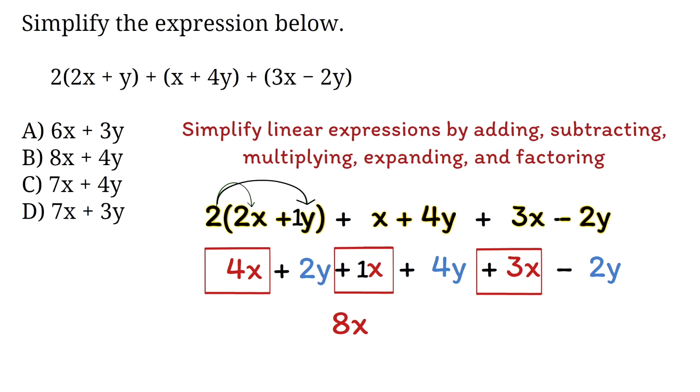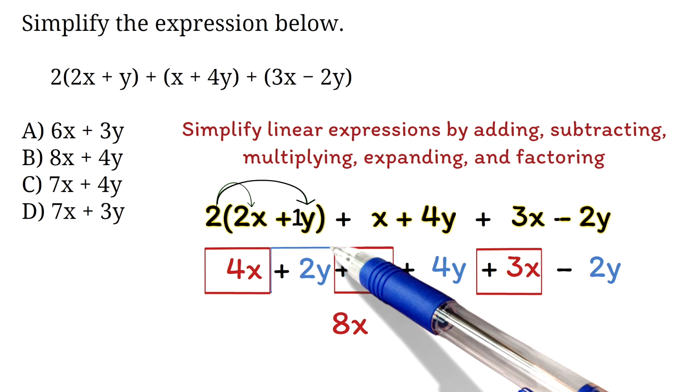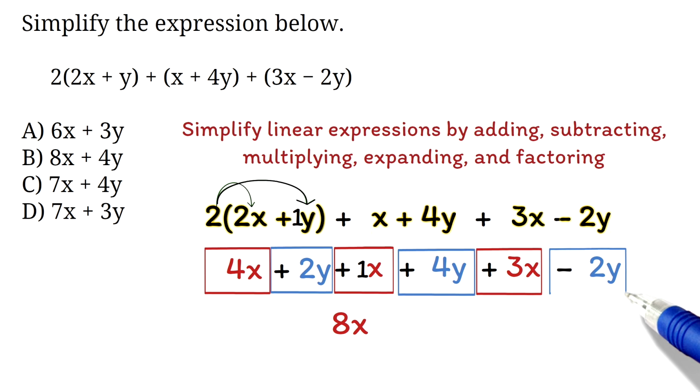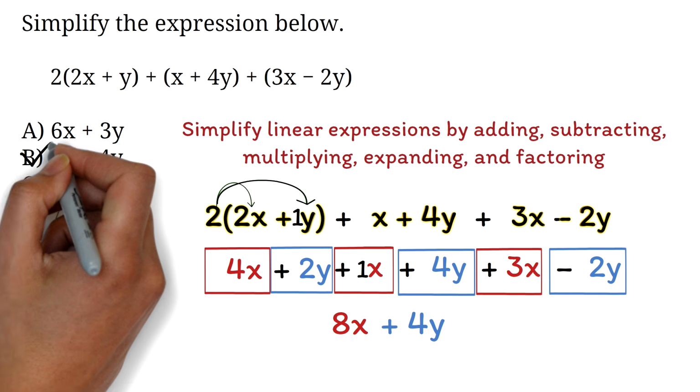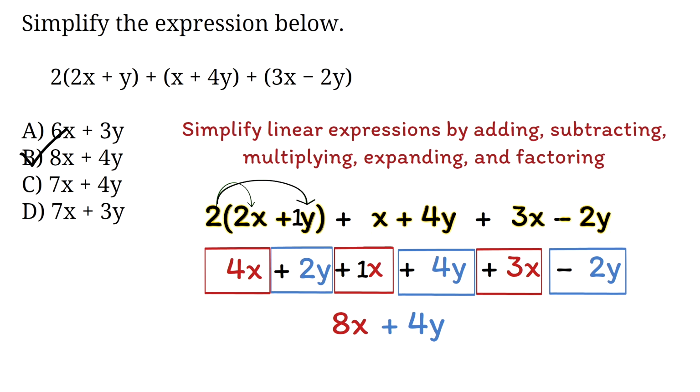We just added the numbers and brought the x after it. For the y terms we have 2y plus 4y minus 2y is positive 4y. We just added and subtracted the numbers and brought the y after it. Therefore, the final answer is option B, 8x plus 4y.